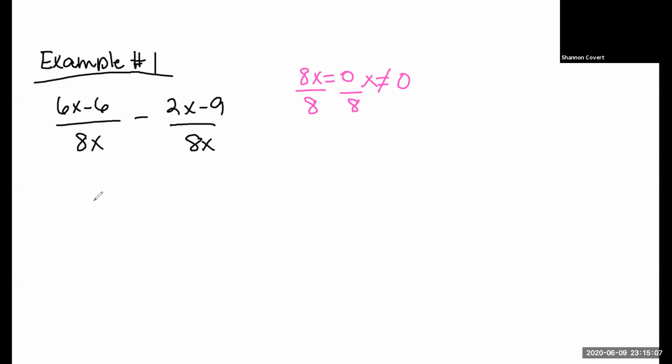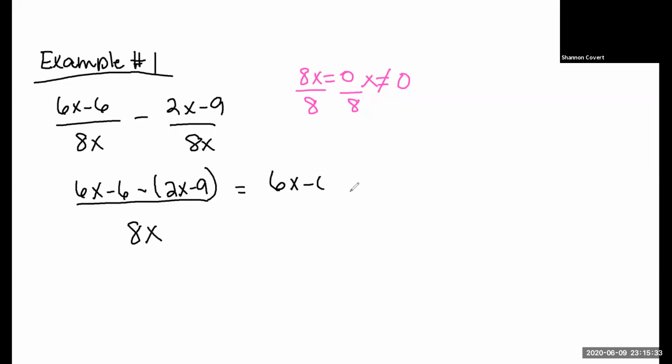So I'm going to subtract these two. One big fraction bar here with 8x as my denominator. My first fraction has 6x minus 6, and I'm subtracting my second numerator, which is 2x minus 9. Notice I put 2x minus 9 in parentheses because I'm subtracting everything that's there. So I still have 6x minus 6, and I'm subtracting a 2x, and I'm subtracting a negative 9. So that gives me 6x minus 6 minus 2x plus 9 all over 8x.